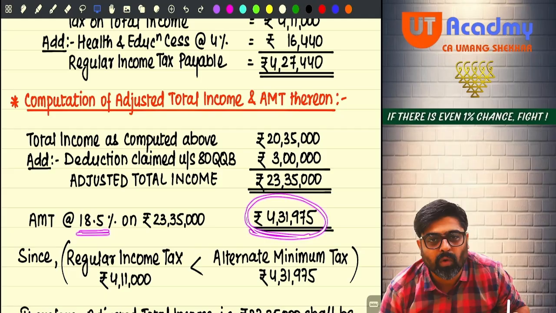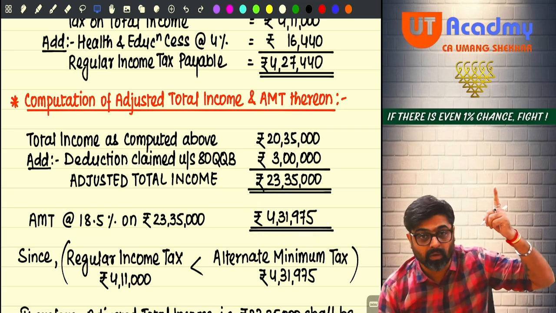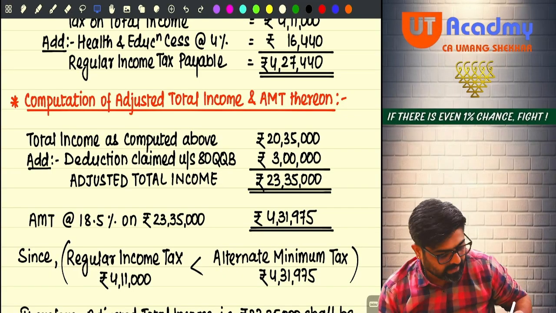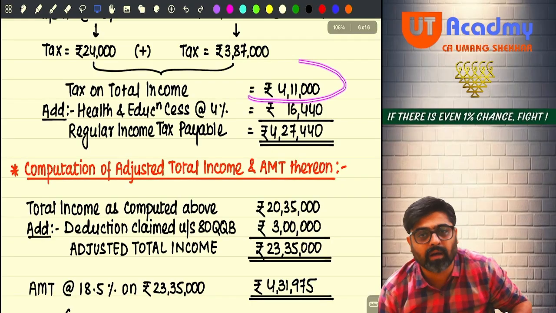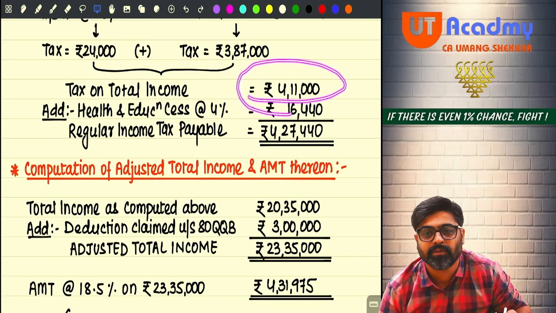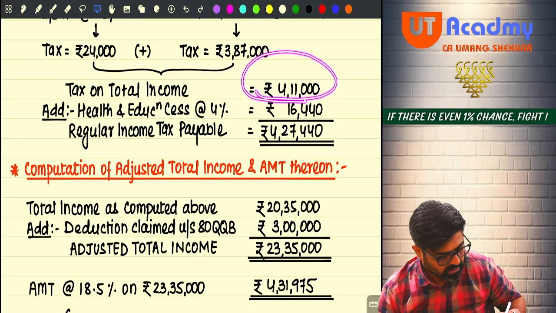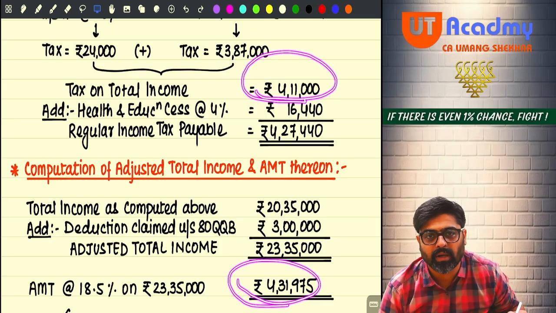Can I say this is without any surcharge, without any cess? So if you want to compare this amount, you will always compare with the regular tax, which is without surcharge and cess. Meaning that this basic AMT will be compared with your basic amount of tax. Yes or no? So whenever the comparison happens, the comparison between this and this will happen. If you mistakenly compare with 4,27,440, your answer will be wrong.